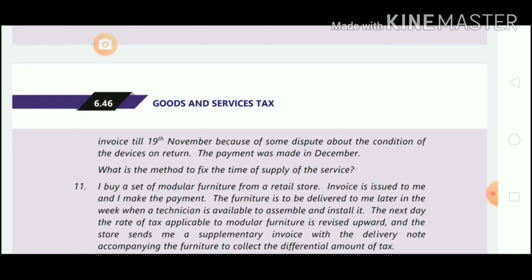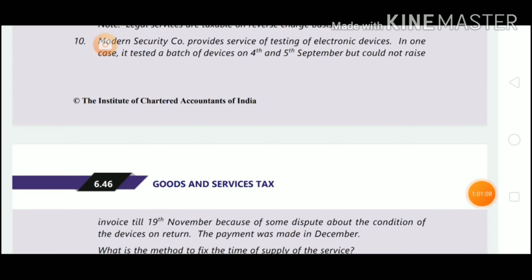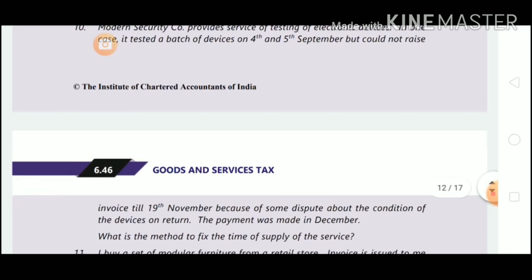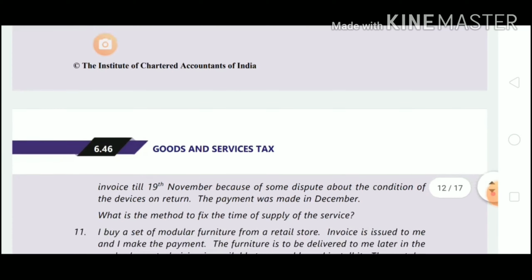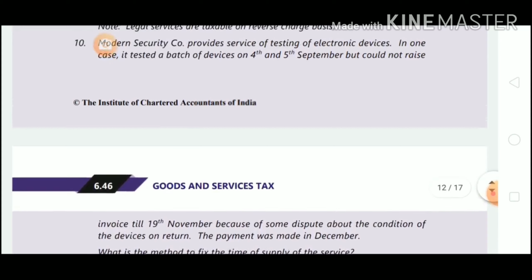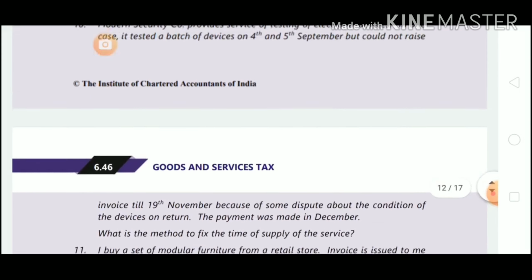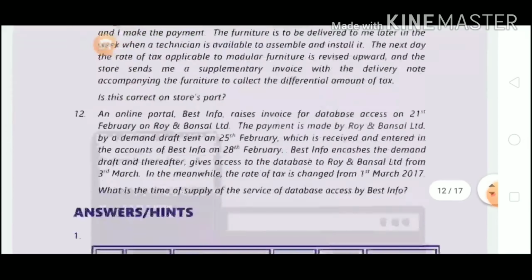So this is the case of supply of services. First we need to see whether the invoice is issued timely or not. No, the invoice is not issued timely. So we'll take earliest of date of provision of service or date of payment, whichever is earlier. Okay. Now let's move on to the answer.